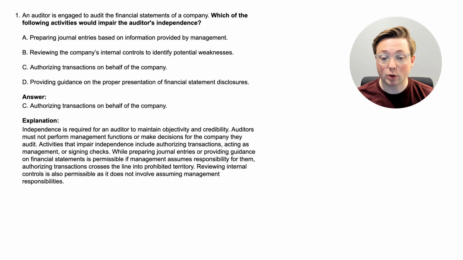While preparing journal entries or providing guidance on financial statements is permissible if management assumes responsibility for them, authorizing transactions crosses the line into prohibited territory. Reviewing internal controls is also permissible as it does not involve assuming management responsibilities.